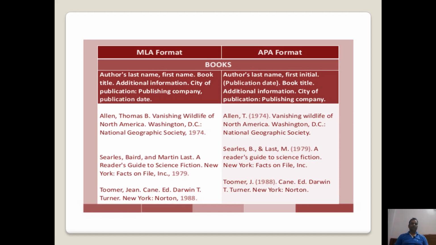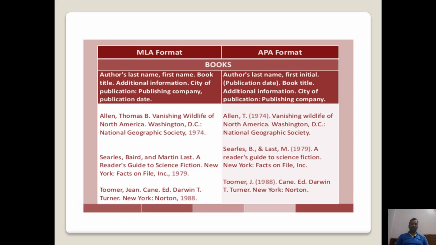How to write this bibliography section in MLA format? Books: author's last name, then author's first name, book title, additional information, city of publication, publishing company, and publishing date. See, this is the proper way. Examples are also given here: Alan Thomas, The Vanishing Wildlife of North America, Washington DC, National Geographic Society, 1974.